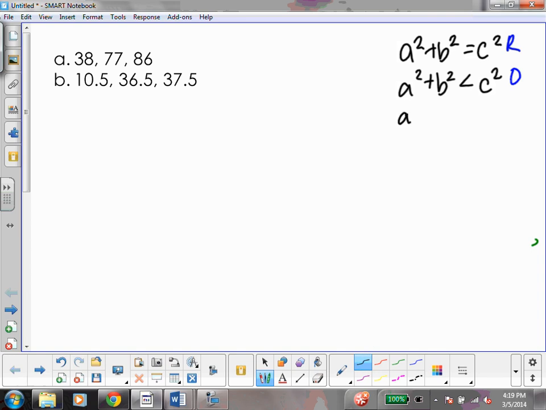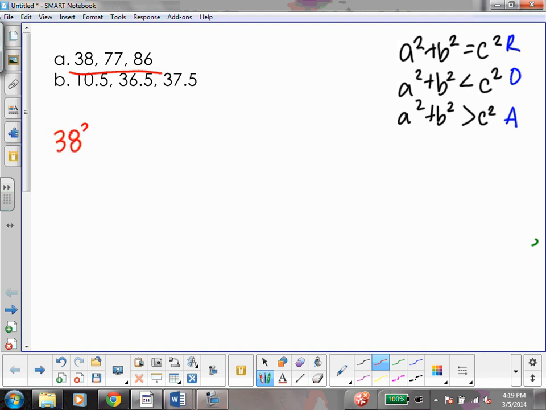And then if a squared plus b squared is greater than c squared, or the hypotenuse squared is less than the two sides squared, then it's an acute triangle. Keep these rules in mind as we go through and apply the Pythagorean theorem to these two situations. I'll start with the 38, the 77, and the 86.